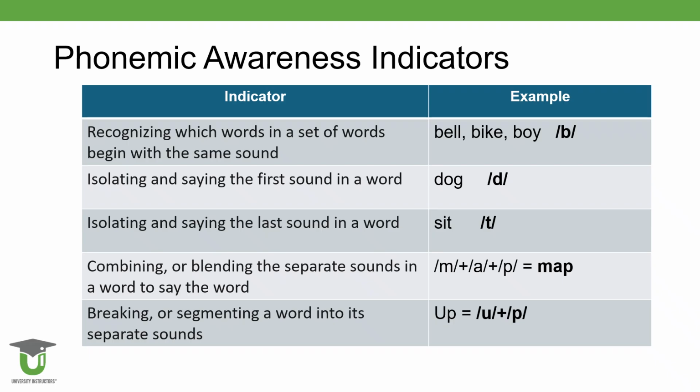Isolating and saying the first or the last sound in a word. The beginning sound of dog is /d/. The ending sound of sit is /t/. And combining or blending the separate sounds in a word to say the word. For example, /m/ plus /a/ plus /p/ equals map. Breaking or segmenting a word into its separate sounds. For example, the word up can be segmented into the sounds /u/ and /p/.